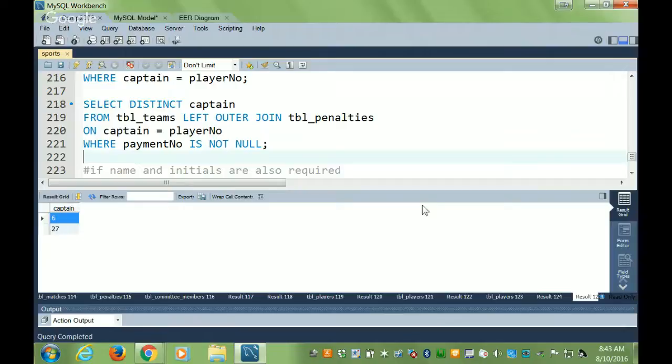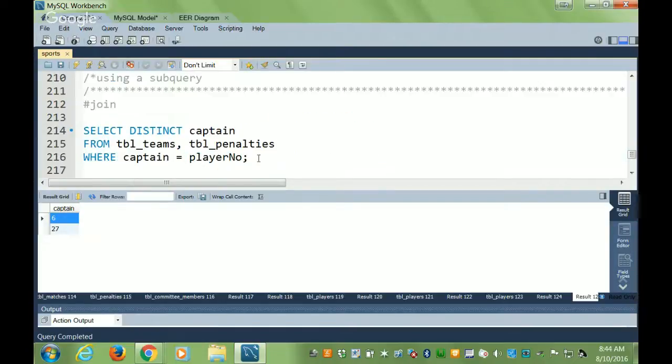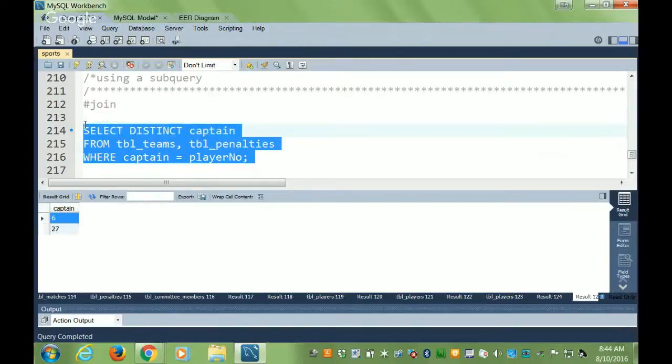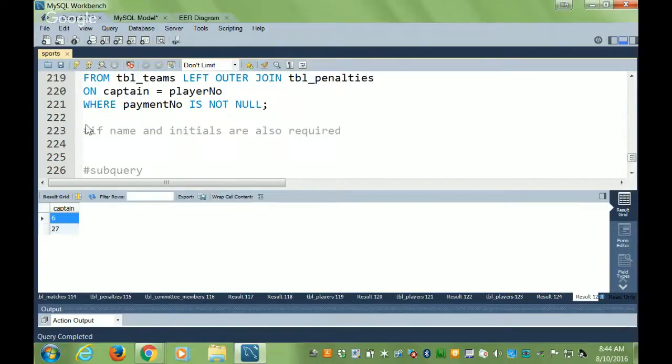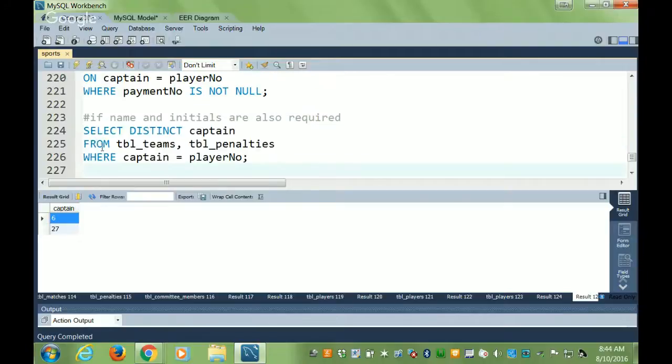Okay, so if you found a partner, is not null. You found a partner, spit it out. And distinct just because we don't want to see them more than once. Okay, now it says if name and initials are also required. Now these name and initials are coming from a third table, and that third table is the TBL players. So what you will have to do is this. You can pick up one at a time. We'll pick up our inner join first, and we'll write it here. And join which table to it? The TBL players.